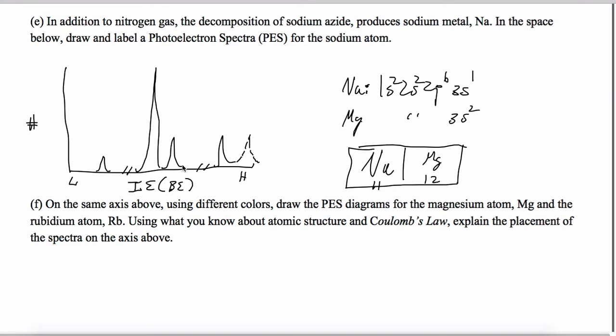There's the 1s2. There's the 2s2. There's the 2p6. And there's the 3s2, a little bit higher. So shift it to the right, given the additional protons.